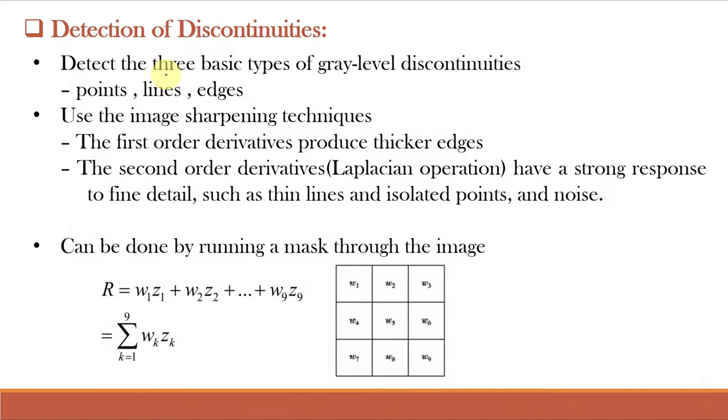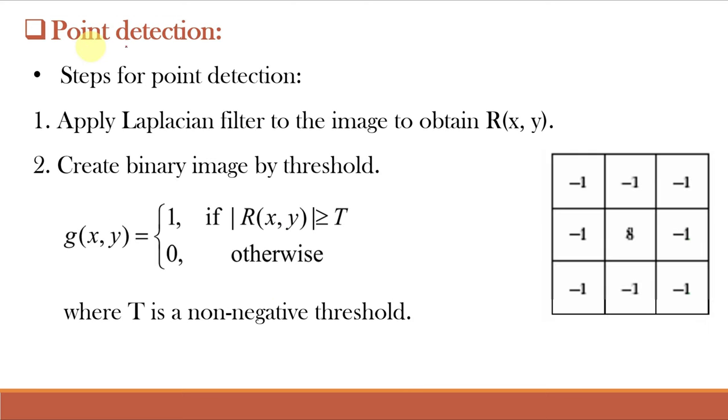For the detection of discontinuities, we have to detect the three basic types of gray level discontinuities: points, lines and edges. And from the mentioned previous video classes, we have the knowledge that we use the image sharpening techniques. The first order derivative will produce thicker edges. The second order derivative or Laplacian operator has a strong response to fine details such as thin lines and isolated points and noise. So this can be done by running a mask on the image, as we know from our previous video class. First is point detection.